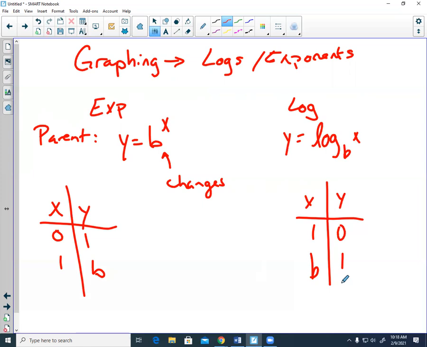Or I'm sorry, the growth and decay. All right. So if you understand how to graph exponents, then you understand how to graph logs. We'll go through one of each of them just to make sure that we understand. But I also want you to see a couple of important pieces of information.